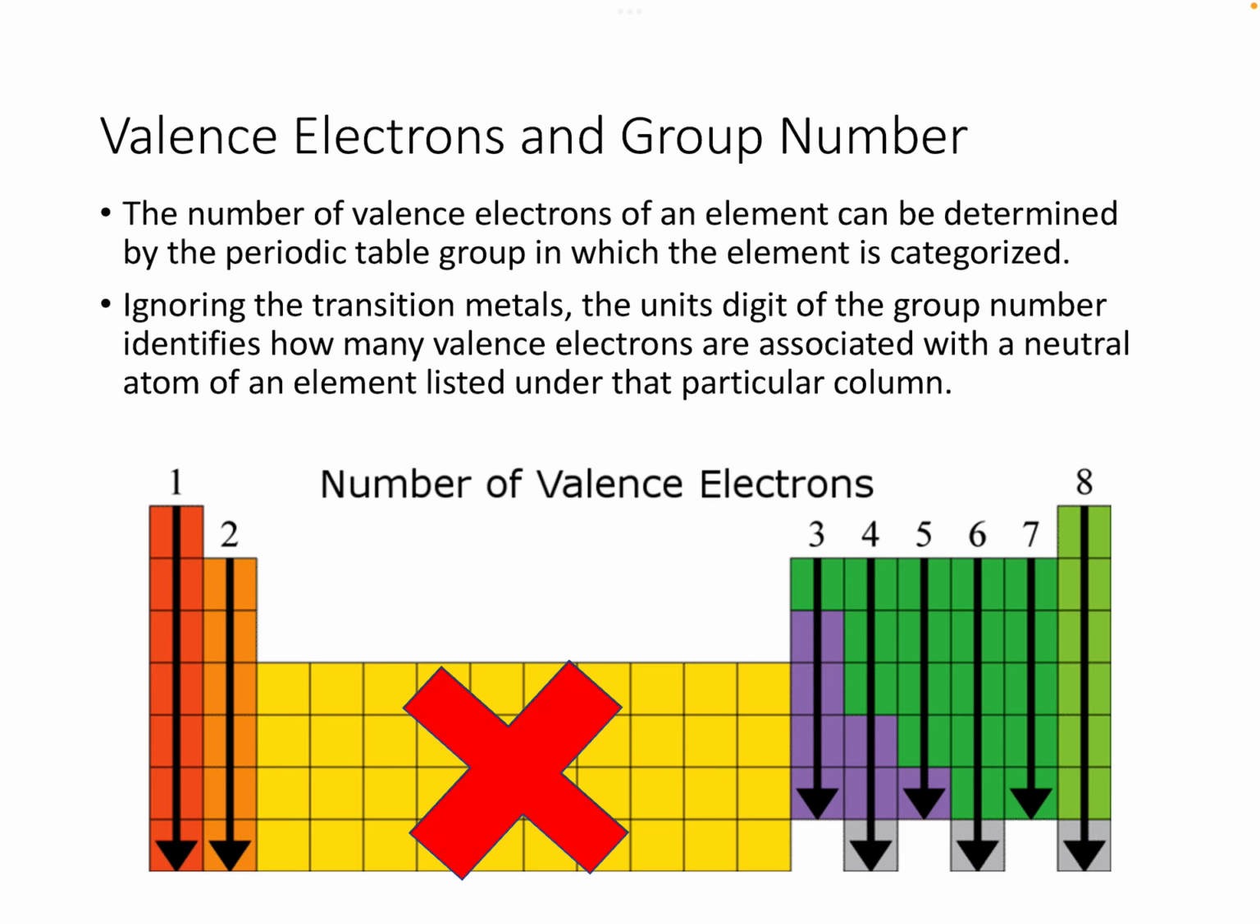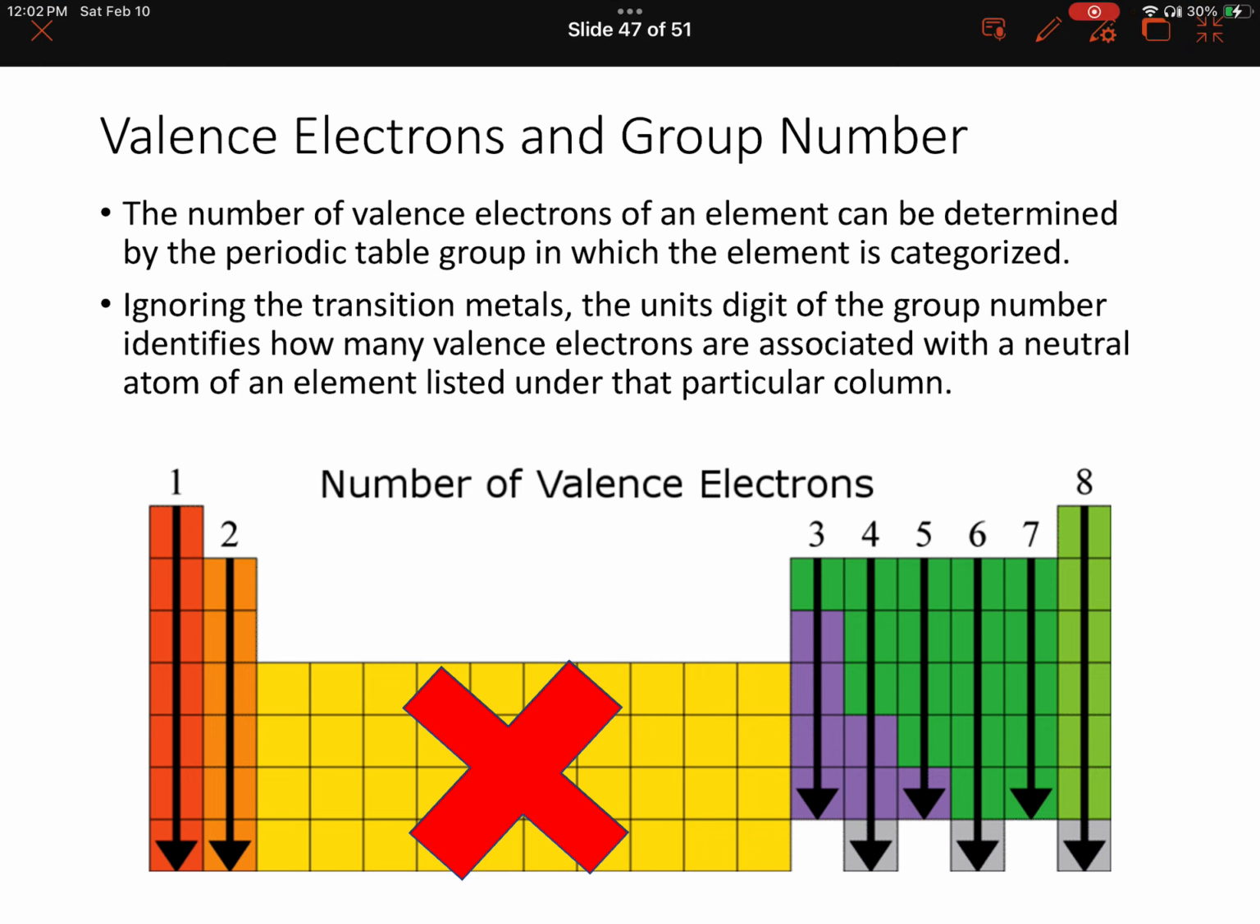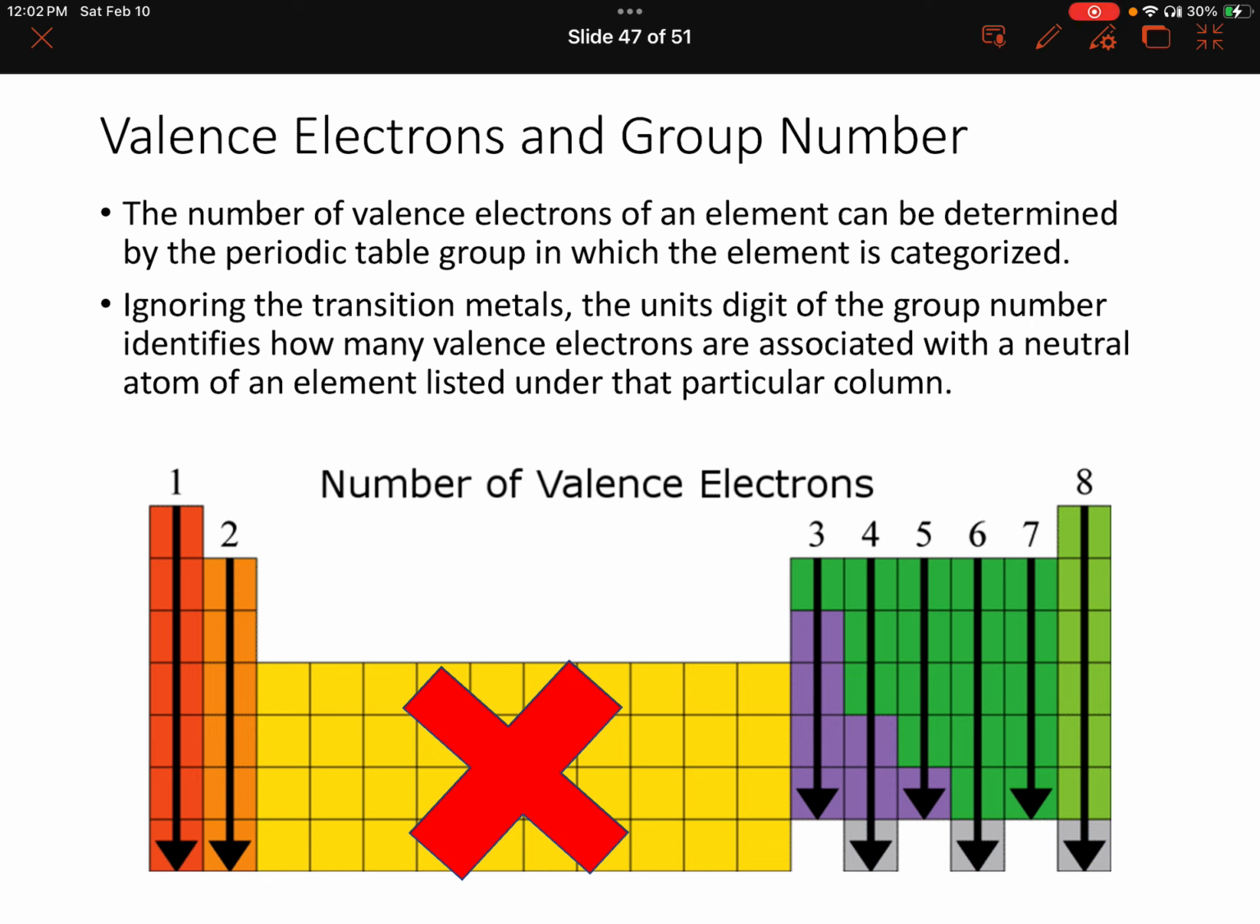But let's go back and talk a little bit about the connection between valence electrons and the group number. Earlier I told you that if we're just looking at the representative elements, we can number the columns 1 through 8. What's really handy about that is those numbers also correlate with the number of valence electrons. Everything in column 1, I'm getting my rows and columns mixed up, everything in column 1 or group 1 has 1 valence electron.